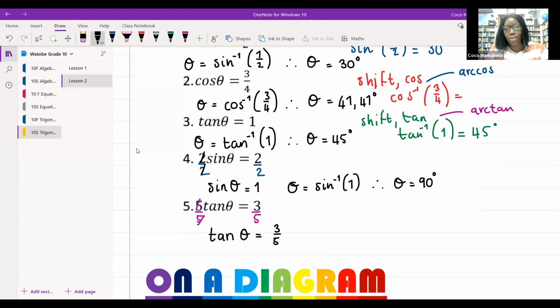All right. Tan theta is equal to 3/5. Then we're going to say theta is equal to arctan, tan^-1, arctan of 3/5, which is equal to 30.97 degrees. Guys, please do not forget the degrees. We are calculating an angle. So we need to make sure we're getting degrees.